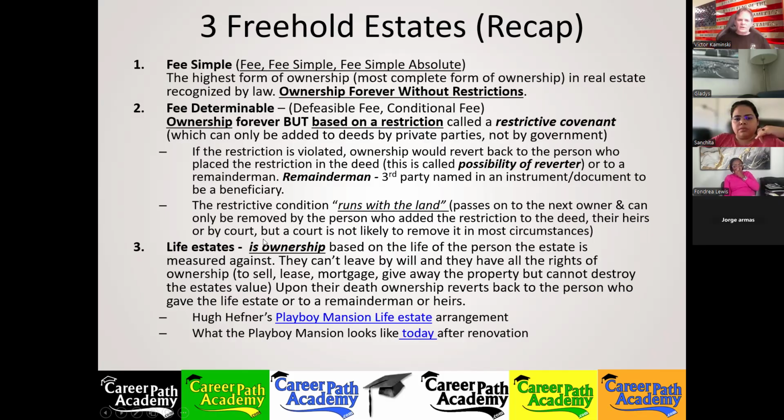One famous arrangement of a life estate was Hugh Hefner. Anybody remember that guy? He was the owner of Playboy magazine. You may have heard of it. Now, Hugh Hefner's been dead for a couple of years already. But a lot of people don't know he sold the Playboy Mansion in Beverly Hills when he was still alive and living there. Why did he do that? He needed the money. What? Hugh Hefner? Playboy magazine needed money? Yep. It ain't cheap living a Playboy lifestyle.